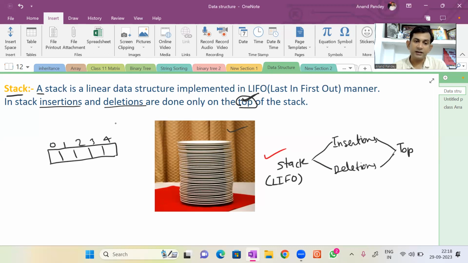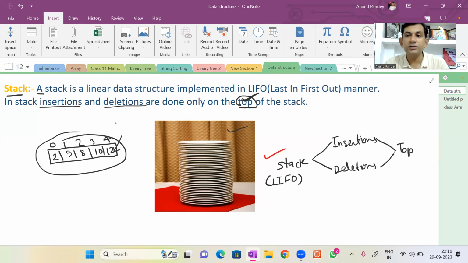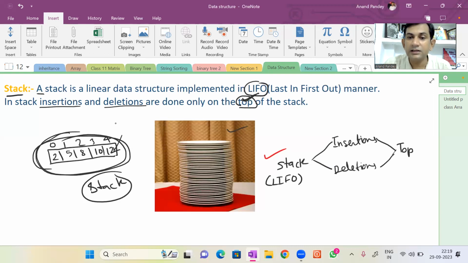So consider this array we have. We are entering the data of 2, 5, 8, 10, 11 or 12, whatever. And consider the data which we are entering at last, we are using it first. If you are using the data in this manner through array, then this collection of data will be called stack. Because here we are using the data in last in first out manner. Okay, so stack will be implemented through array only.